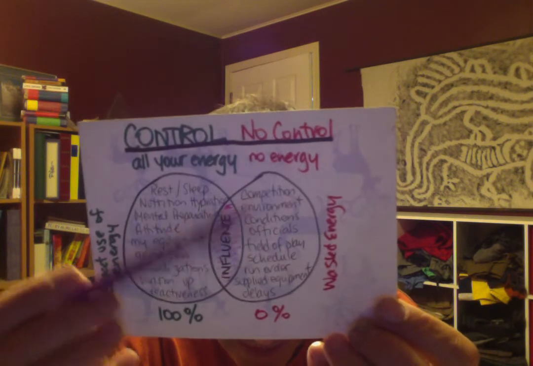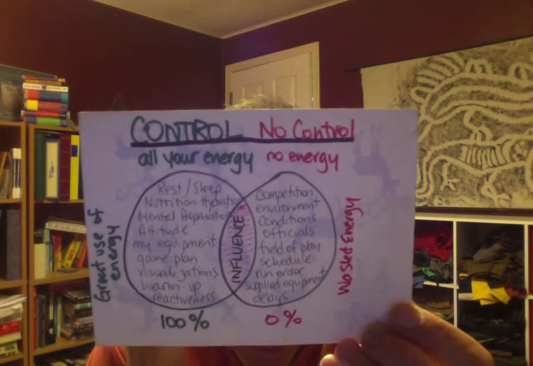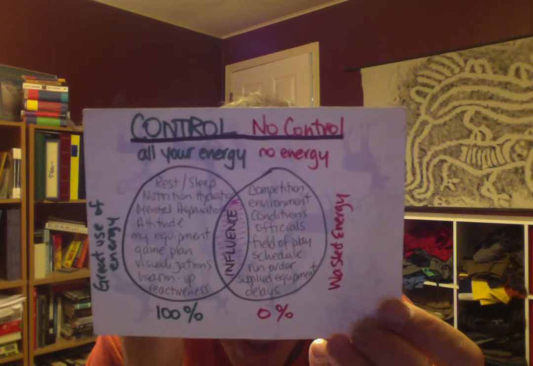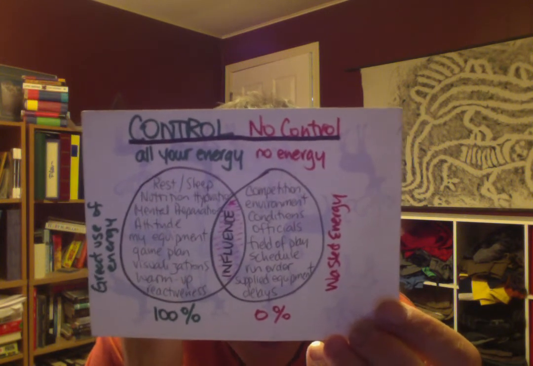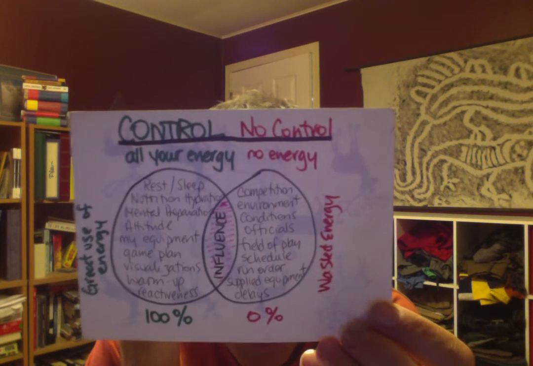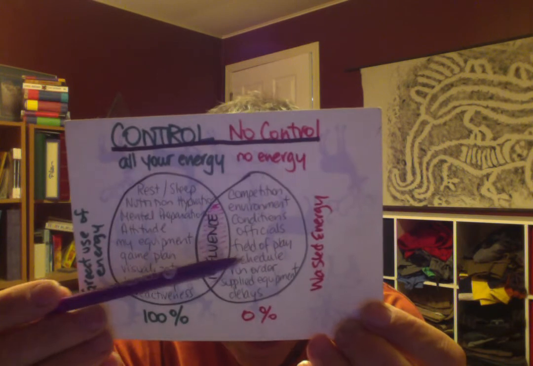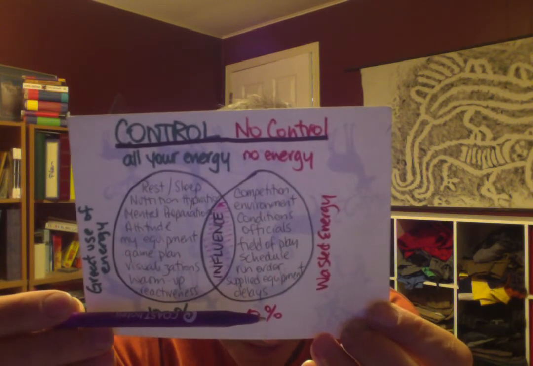And depending on what your sport is like, you may not have any control over the environment, referees, competitors, weather, field of play conditions. There's a tremendous number of things we have no control over. Schedule, run order, all those kinds of things. And so while you're still going to have to deal with lots of these things, the trick when it comes to control is not to have any energy there.